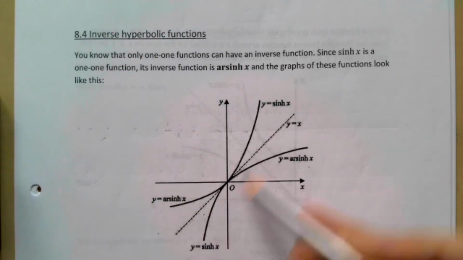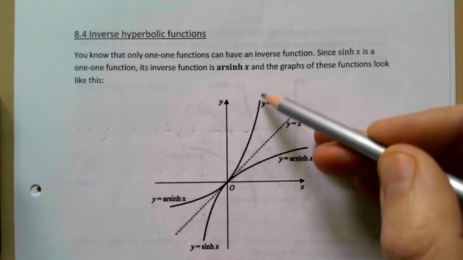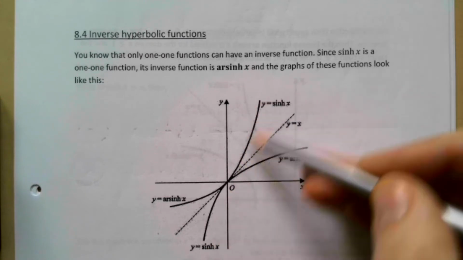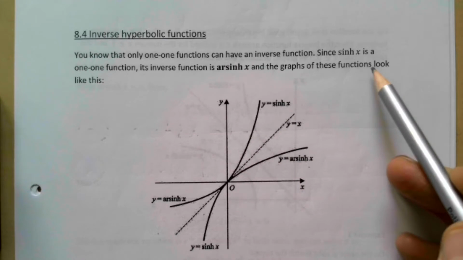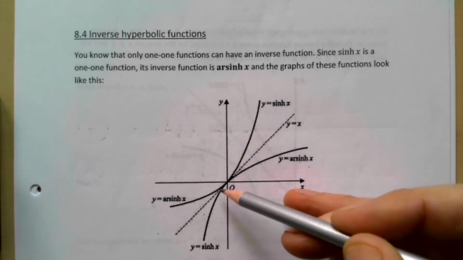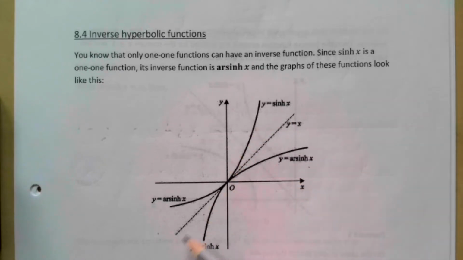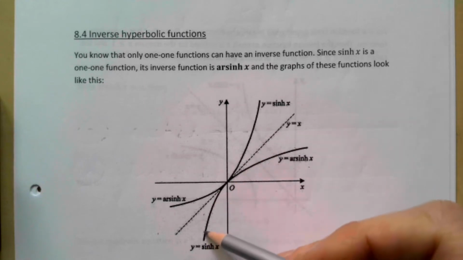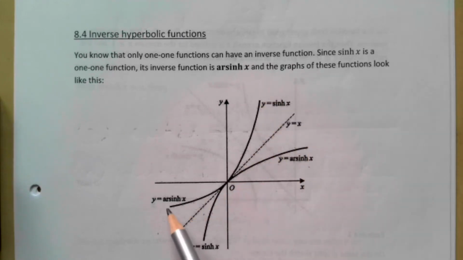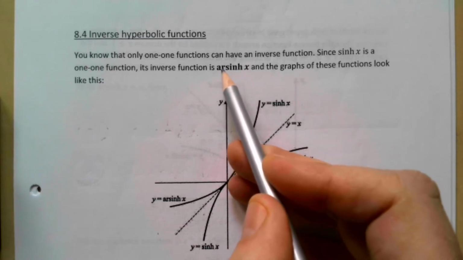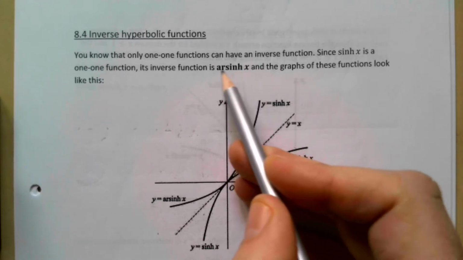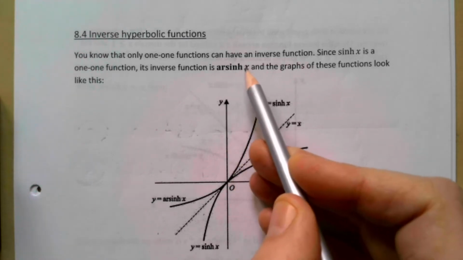Don't get mixed up, don't be thinking this here is sinh. At no stage does it go back onto itself, so that's one-to-one. Its inverse function is arsinh, and the graphs then look like this. As you hopefully know about functions, if you reflect in the line y equals x, you get that. So there's sinh, and arsinh then looks like that. Note as well, this isn't arc sinh, it's called arsinh, which is the inverse function.